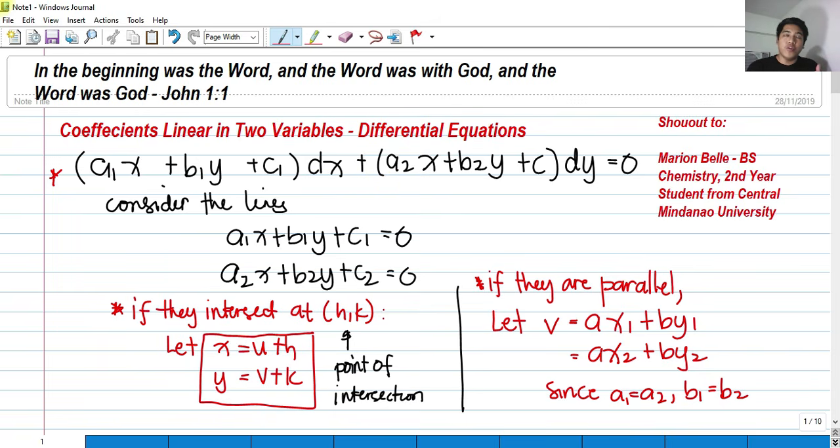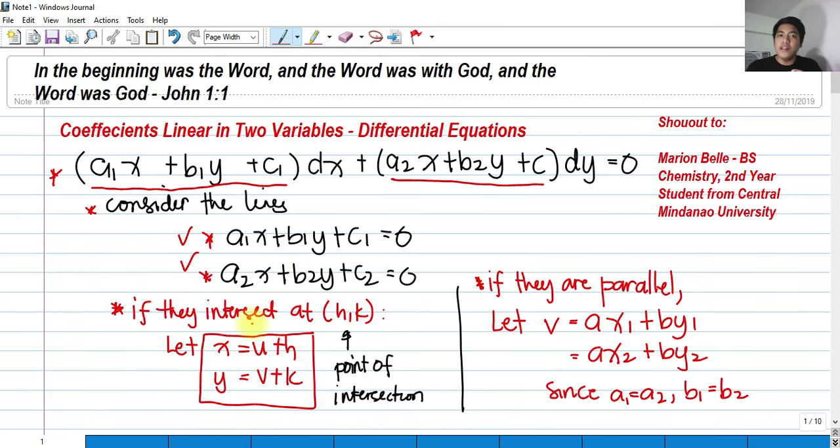For the previous discussion of homogeneous differential equation, that is only linear in one variable. But in this case, linear in two variables. You might notice here that a, b, and c are constants. This quantity or term represents a line if you put it equal to 0, and the second term together with the dy represents also a line.